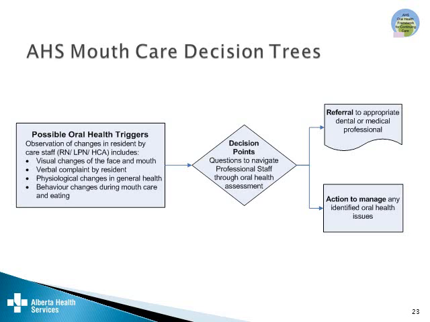The mouth care decision trees are designed to assist in the identification of potential oral health triggers by all long-term care staff. Once an oral health trigger is identified, it is reported to the RN or LPN responsible for that resident. The RN or LPN uses the decision points to determine if there is a need for further assessment and intervention, for referral to the appropriate dental or medical professional, or an action to manage the oral health issue.